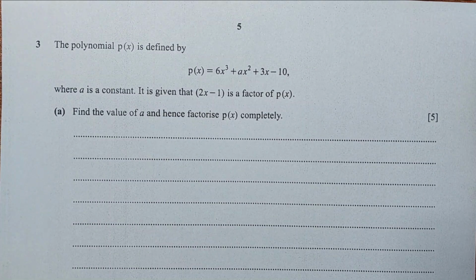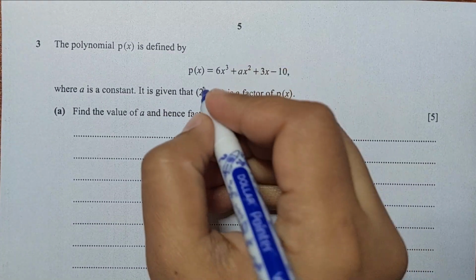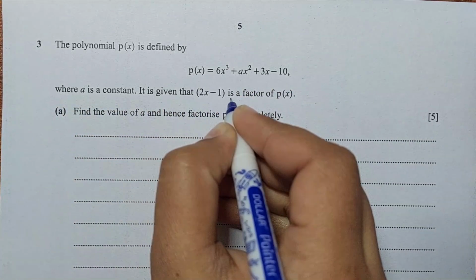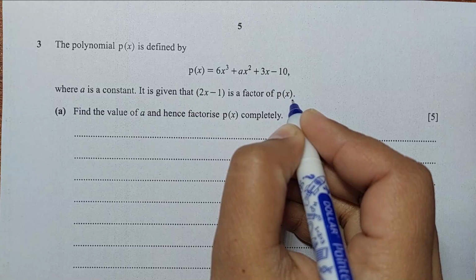Question number 3. The polynomial p of x is defined by this polynomial, where a is a constant. It is given that 2x minus 1 is a factor of the polynomial.